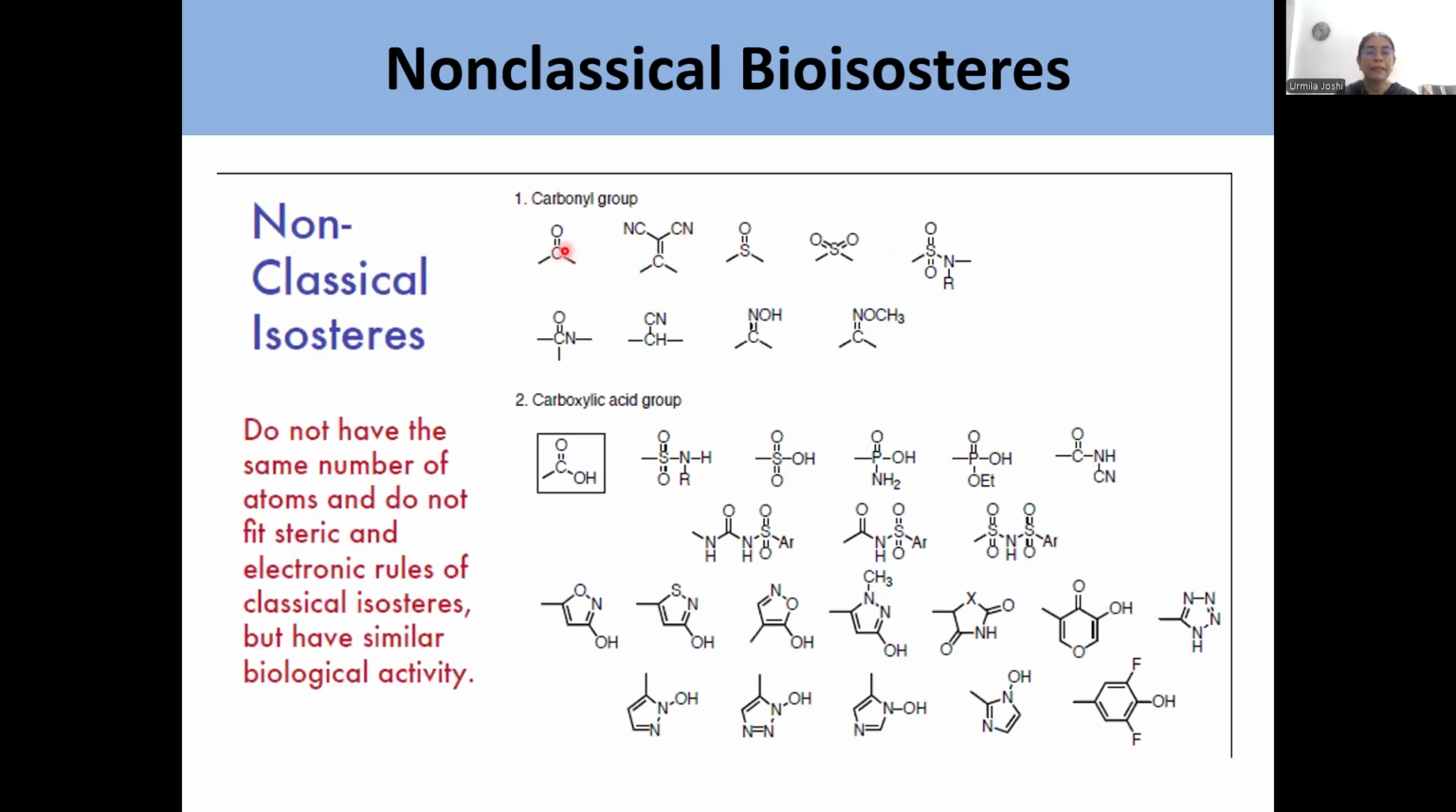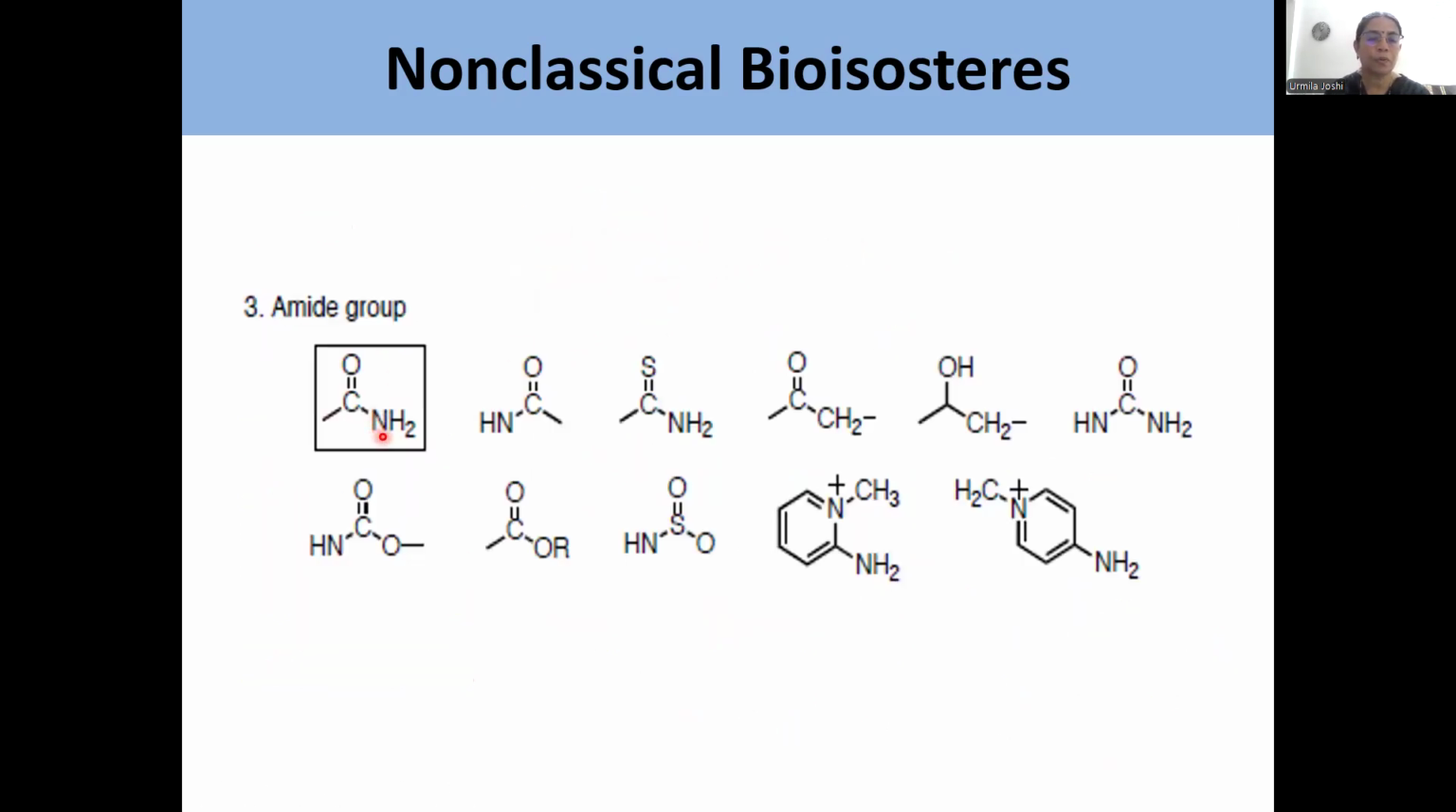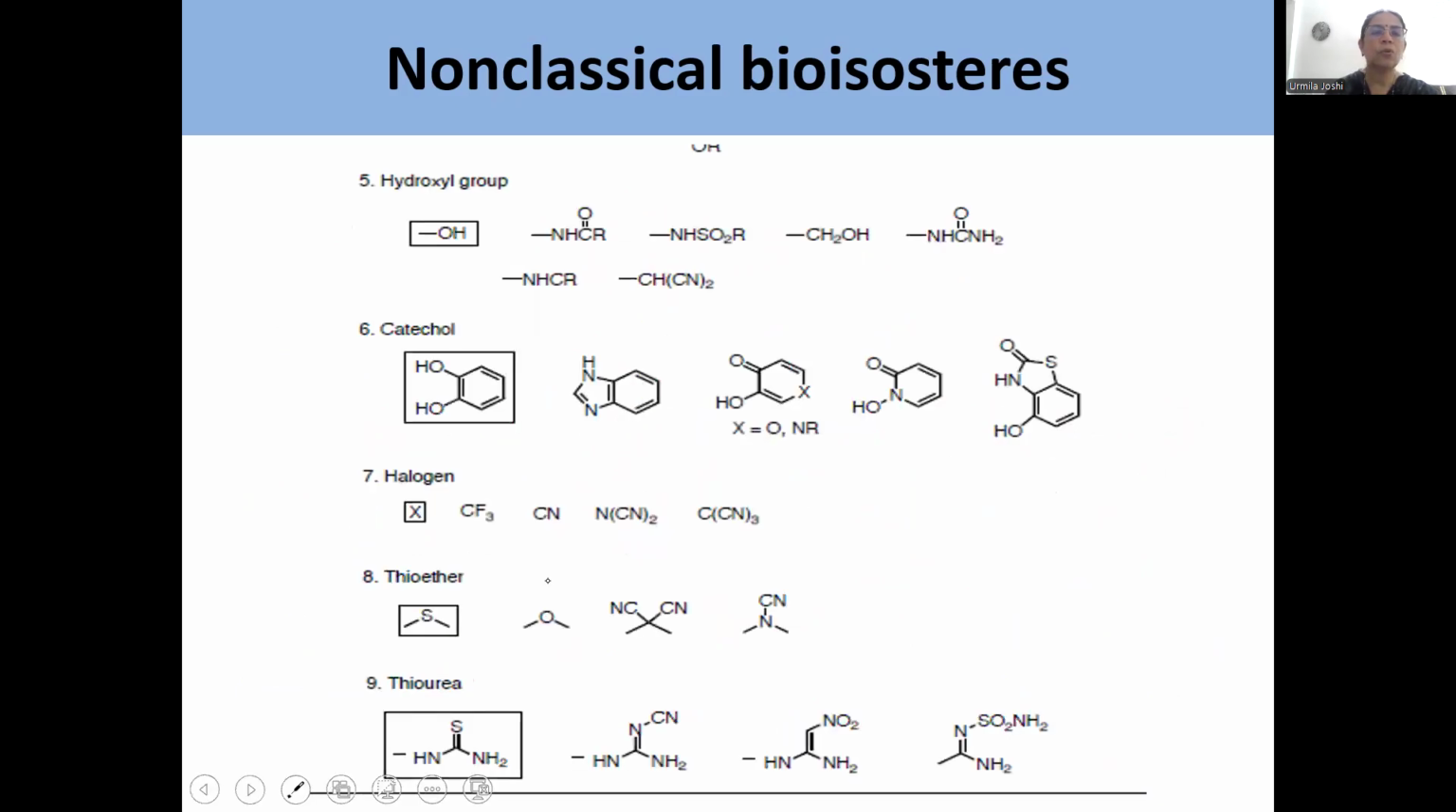This is also an interesting thing. Carbonyl group, just have a look at it. Instead of O, there are two CNs. Or sulfonyl. Amide group. Various bioisosteres of amide are possible. And now, even for OH, various non-classical bioisosteres are possible.